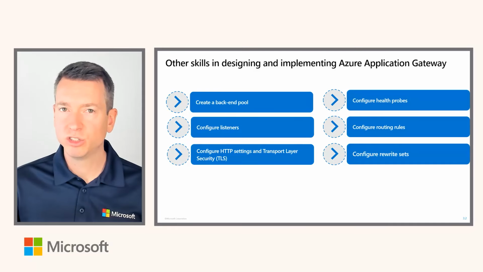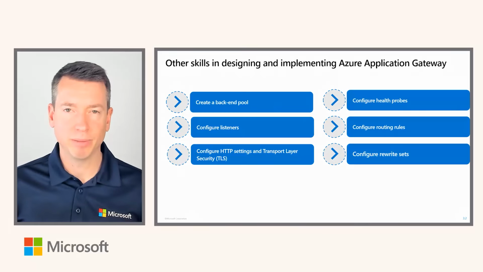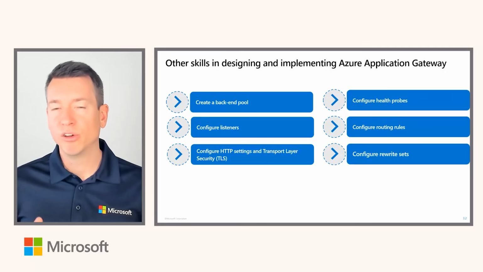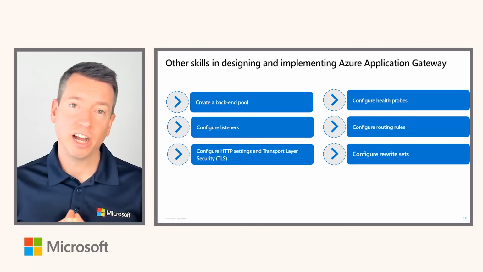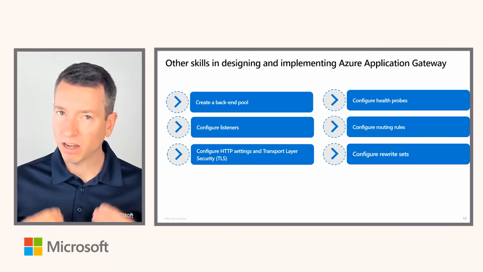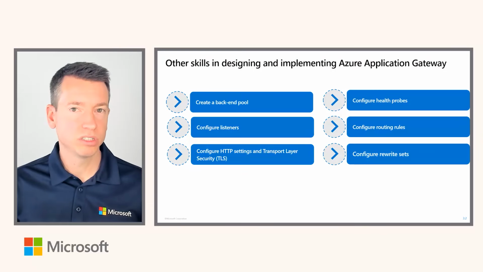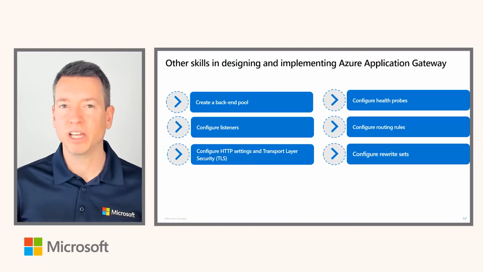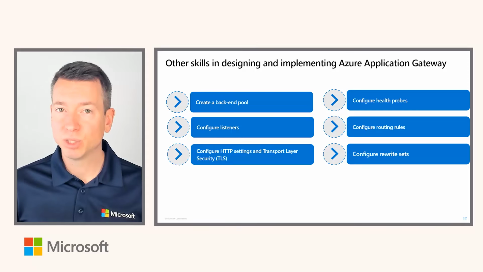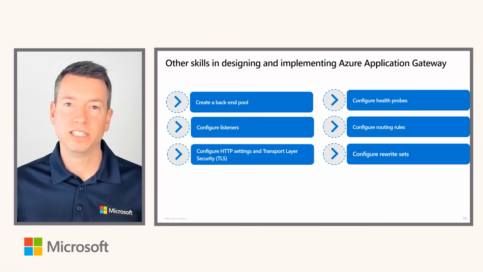Now, some things to remember for the exam. A backend pool has 4 types of backend members: a virtual machine scale set, an IP address or FQDN, or an app service. And a listener checks for incoming connection requests by using the port, protocol, host, and IP address. If the listener supports HTTP as well, then you can enable end-to-end TLS.